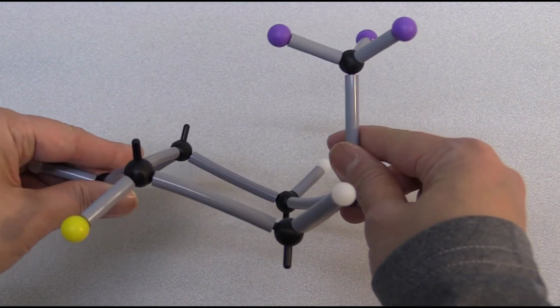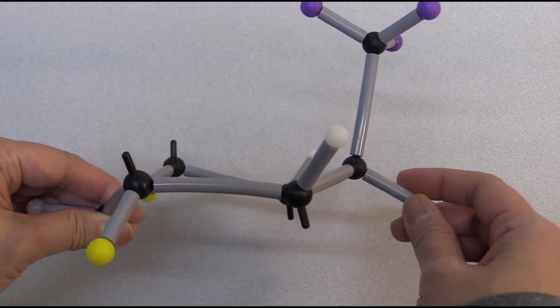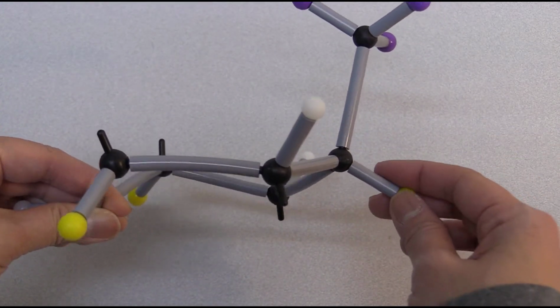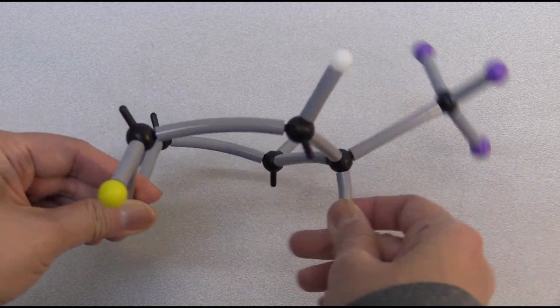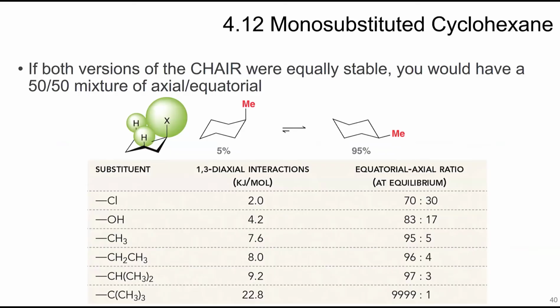But when you do the chair flip, everything that was axial becomes equatorial, and everything that was equatorial becomes axial, as you see here. If both versions of the chair were equally stable, you would have a 50-50 mixture of axial and equatorial, but you have steric crowding, which is also referred to as diaxial strain. So this is that diaxial interaction, which is also the same thing as steric crowding.